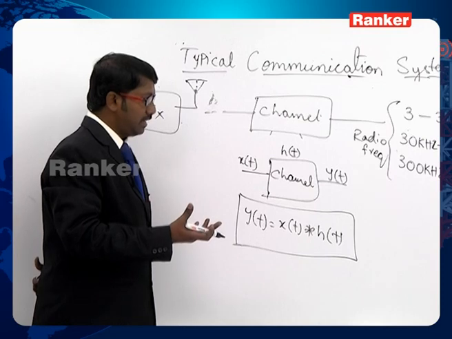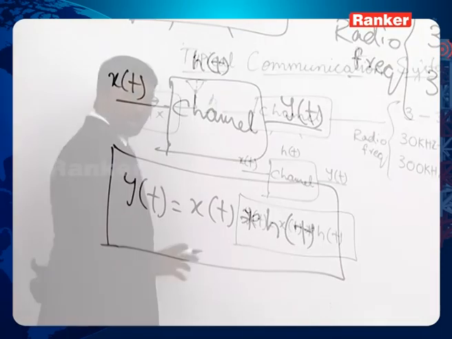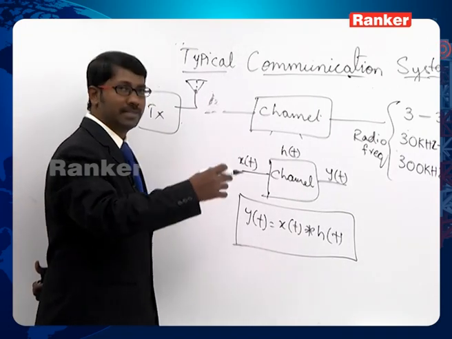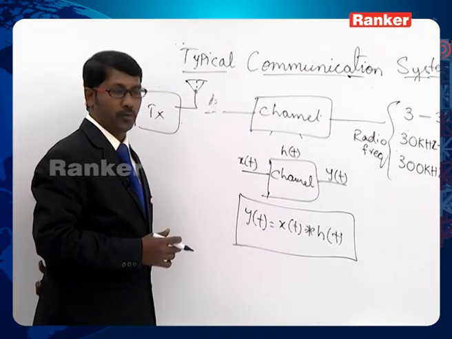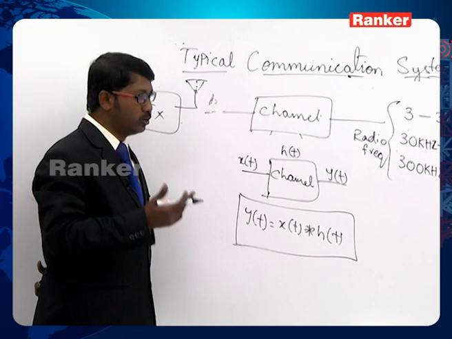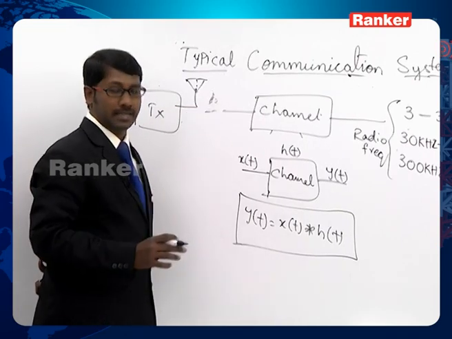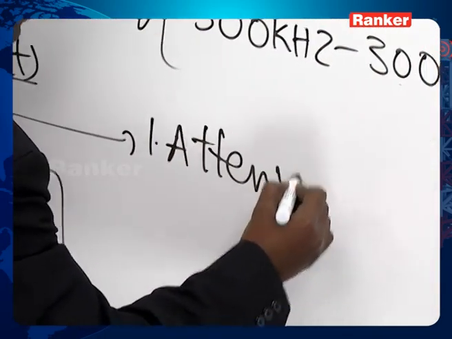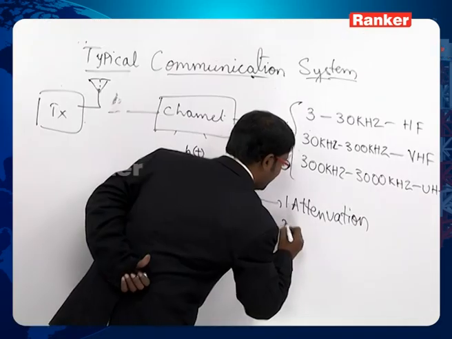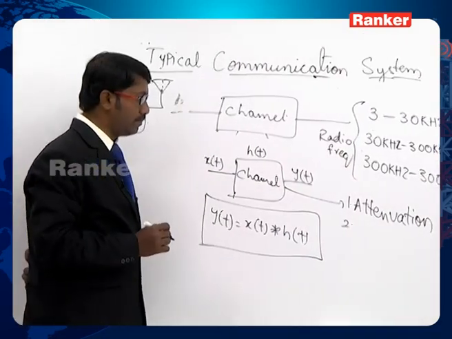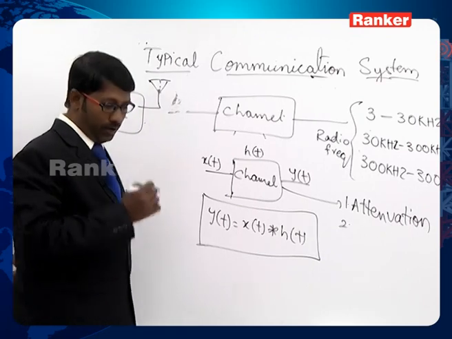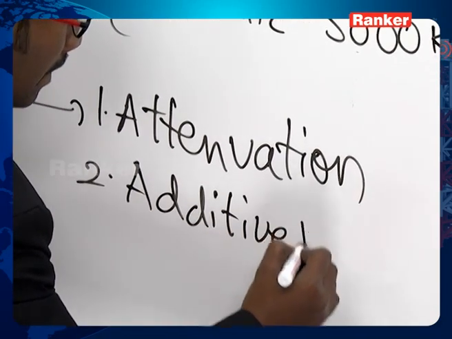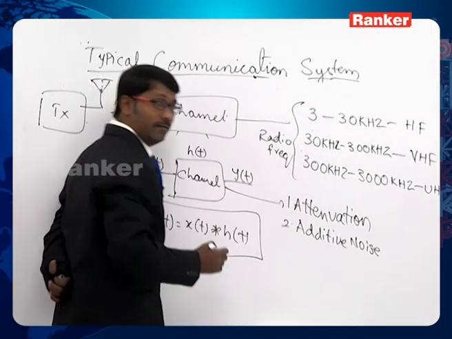What are the things that are changing the characteristic of a signal in a channel? As we have seen, in a channel any radio wave will attenuate in its strength as it travels from one point to the other. As the radio wave travels, it loses its energy and hence the signal gets attenuated. That is one point: the channel introduces attenuation, a decrease in strength. The second thing you are going to have in your channel is additive noise.